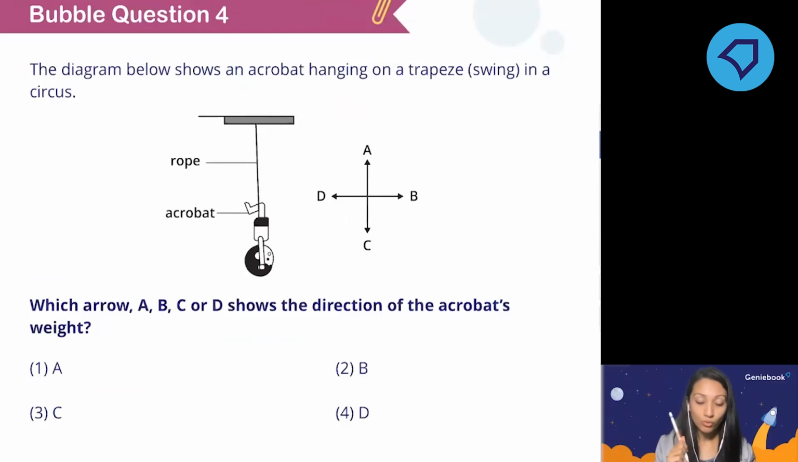But anyway, you need to know which arrow, A, B, C, or D, shows the direction of the acrobat's weight. So where do you think the direction of the acrobat's weight is? If you remember, weight is affected by one type of force, which we've mentioned a lot just now. Who is ready to answer this question? Say yes in the chat. Tell Miss Ross yes in the chat. All right, good. I'm going to launch this question now. This is question number 4.